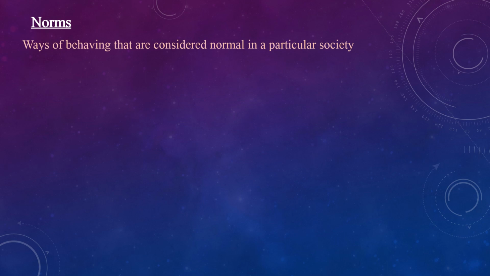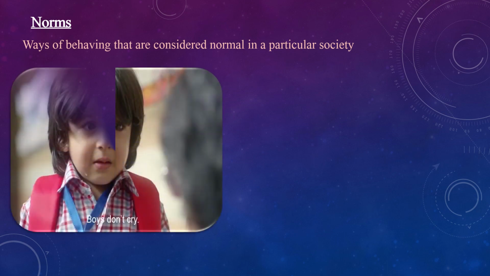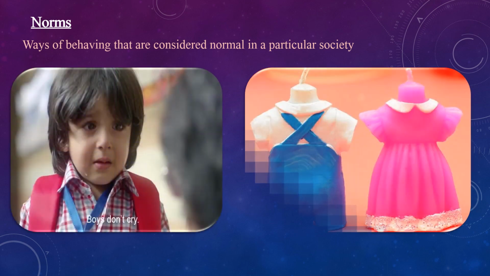Now we have learned about values in great detail. Norms, on the other hand, are the ways of behaving that are considered normal in a particular society. Say, for example, boys don't cry, or girls wear pink and boys wear blue, and so on. So norms are regulations dictating how people should behave. Values, on the other hand, are internal to a person, and the person tends to uphold them even if there is no explicit rule about it.